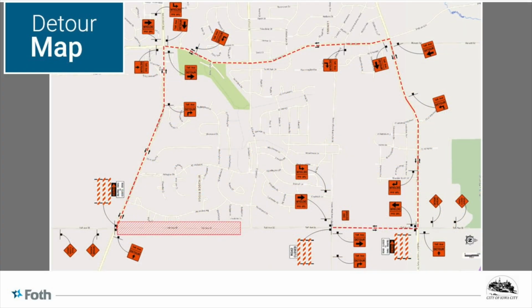So just giving everyone an idea of what the detour will look like for this. This is a detour map for the first calendar year. The north is to the right of the screen here. The actual signed detour route we're anticipating to be the same throughout both calendar years, because Taft will be closed to through traffic for each year.